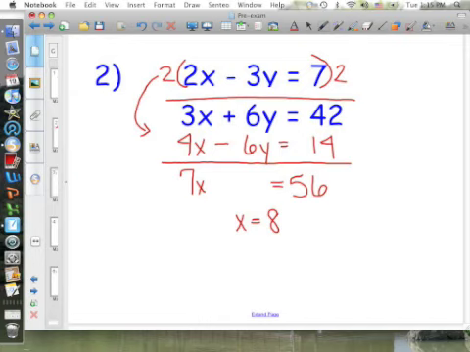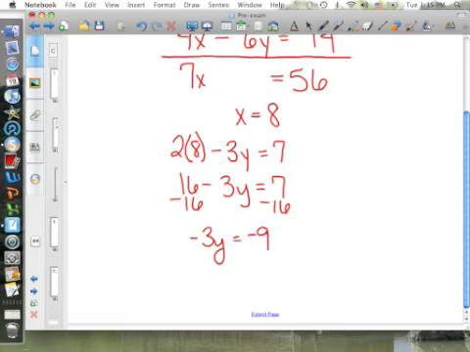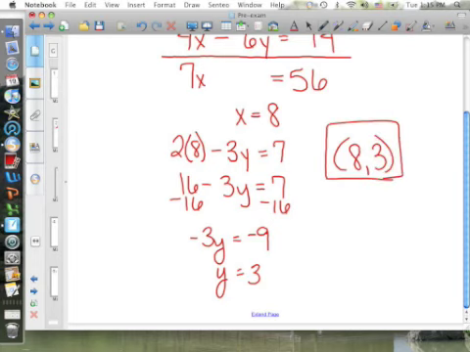You need to finish this problem off by substituting x back into one of your original problems. I'll use this one. 2 times 8, because x is 8, minus 3y is equal to 7. That's 16 minus 3y is equal to 7. Subtracting 16 from both sides, you get negative 3y is equal to negative 9. And dividing both sides by negative 3, y is equal to positive 3. You have found a point on a graph, and it needs to be labeled as an ordered pair. The answer to number 2 was 8, 3.